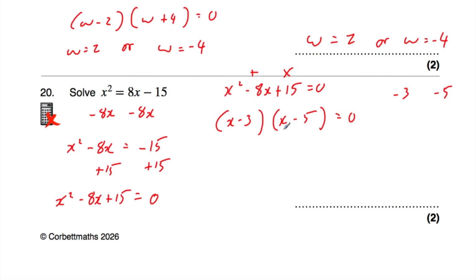And then, in terms of this, we just need to find when each bracket will be equal to 0. So this bracket will be whenever x equals 3, or in this case, it'll be whenever x equals 5. And that's it. So that's our solutions. x equals 3 or x equals 5. And that's it. Okay, let's look at our next question, question number 21.